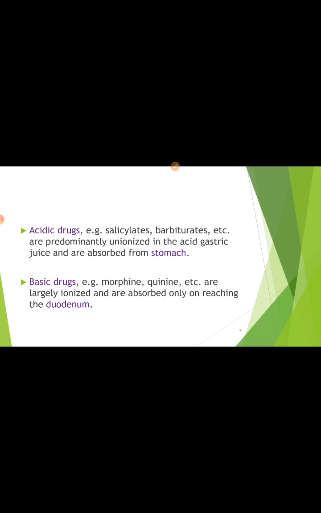And the basic drug, for example, morphine. These are largely ionized drugs and absorbed only on reaching the duodenum. Here in the duodenum, the media is basic or alkaline, where the basic drug reaching the duodenum will remain unionized and again is lipid soluble in the media of the duodenum and gets absorbed there.